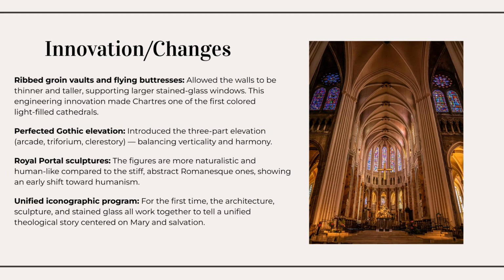Innovation and change. Chartres was one of the first cathedrals to perfect the Gothic style. It used rib groin vaults and flying buttresses, which made the walls taller and thinner, allowing for massive stained glass windows that filled the space with light. It introduced the three-part Gothic elevation, the arcade, triforium, and clerestory, creating balance and harmony.